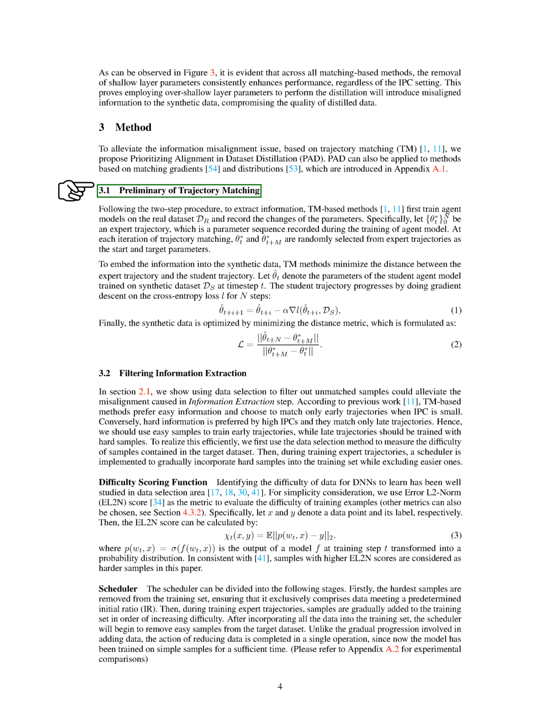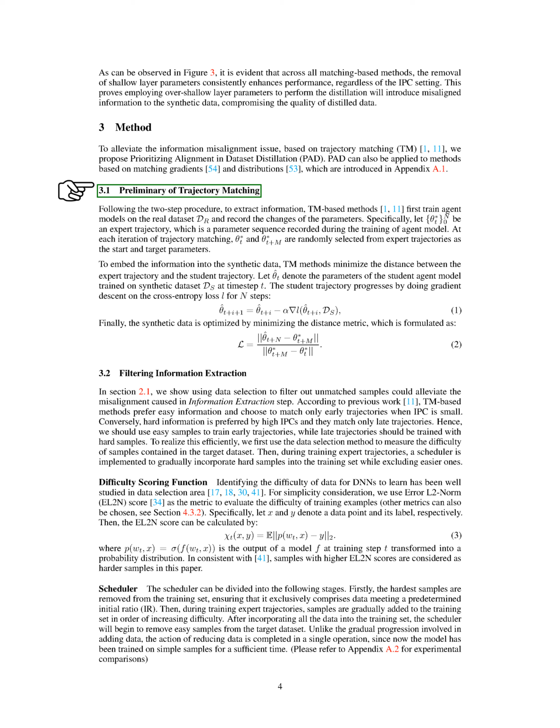In each TM iteration, we randomly select parameters from the expert trajectory as the starting and target points, and the student trajectory updates through gradient descent on the cross-entropy loss for a set number of steps. To tackle the information misalignment issue, we propose a method called prioritizing alignment in dataset distillation, PAD, which can also be applied to methods based on matching gradients and distributions, as detailed in the appendix.